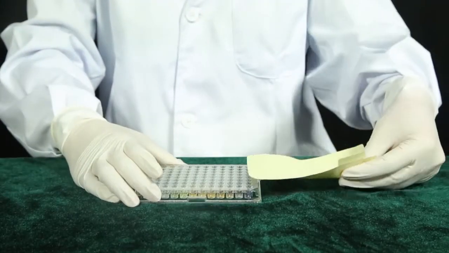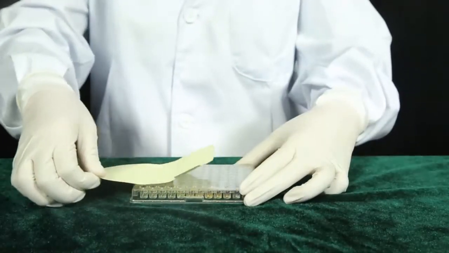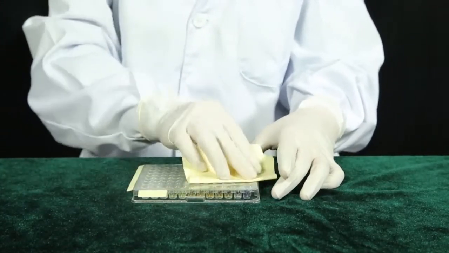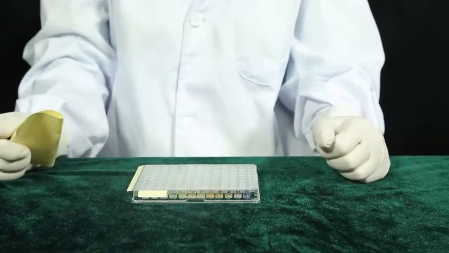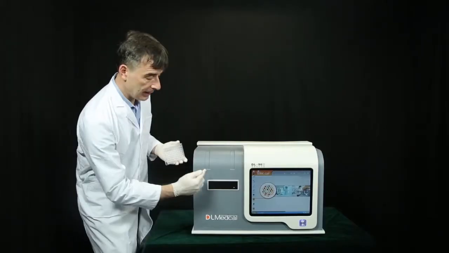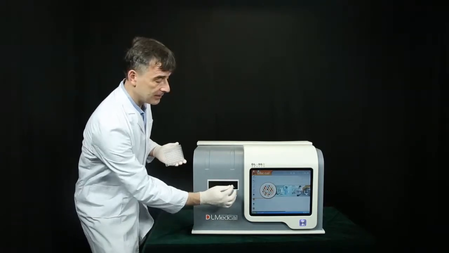Step 4. Cover the test card with its plastic film and incubate it for 24 to 48 hours at 35 to 37 degrees Celsius. Step 5. Add relative auxiliary reagents. Step 6. Read the test card by DL962.